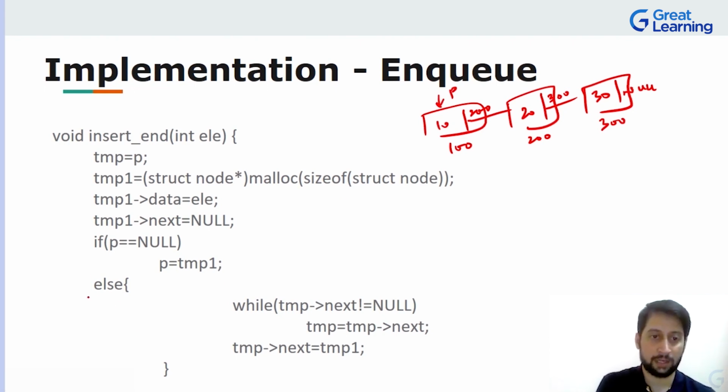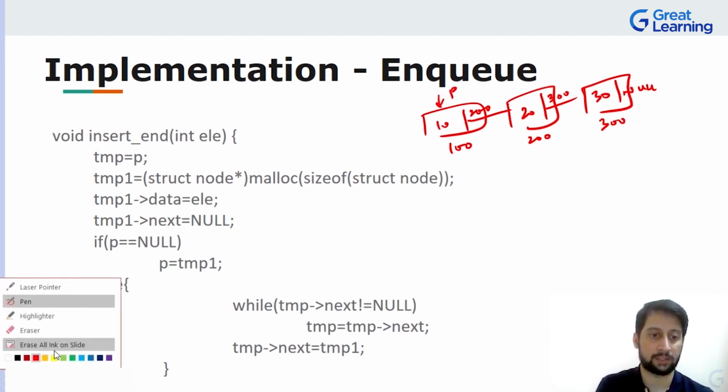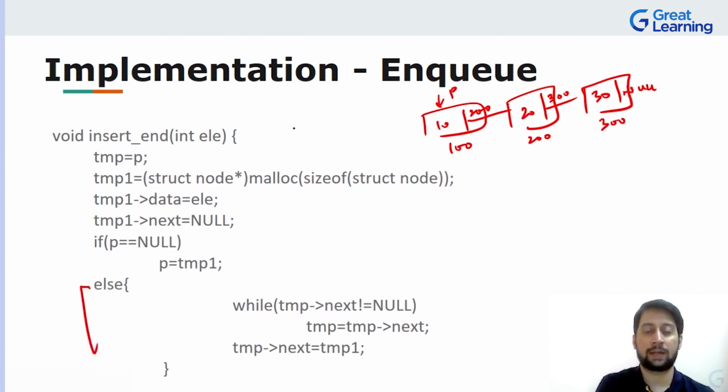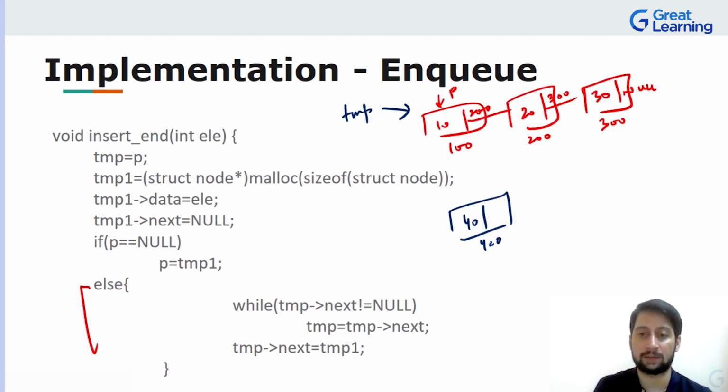Now we are taking into consideration the second else part. So we are pointing this TMP because we don't want to lose the head. So we have this temporary variable of type node also pointing to this head node. Then we created a new node. Let's suppose this is our new node and we want to insert 40. It will have some address, that is 400, and TMP1 is pointing to this, and this part is null. So these four steps are done.